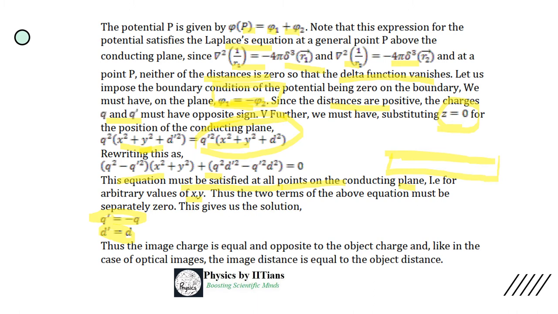So Q prime equals minus Q means the image charge is exactly opposite to the real charge, and the distance is like a mirror. Suppose an object is standing in front of a mirror, its image will also be formed at the same distance behind the mirror. With this analogy, we can say that if there is a charge plus Q and a conducting plane or conductor, it acts as a mirror for this charge, and it will produce a negative charge of the exact same amount at the same distance behind that plane. Thus the image charge is equal and opposite to the object charge, and like in the case of optical images, the image distance is equal to the object distance. Hopefully you have understood.